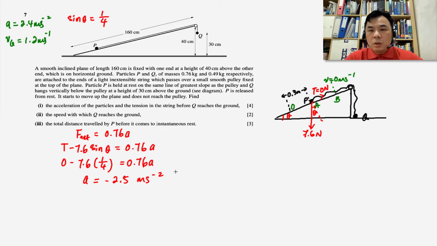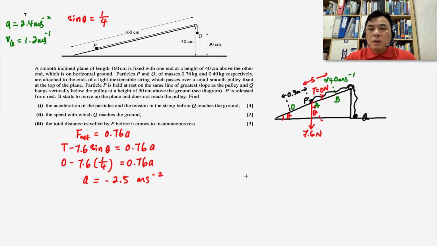All right, so I hope that is clear. And then you must be wondering, why do we need the deceleration? Because we are going to analyze the second motion of the particle P when the string is slack. When it is at an instantaneous rest, the velocity would be equal to 0 here. So we are very interested to find out how far P would have moved before it stopped momentarily, and then we will get the distance that it moved from A to B here.